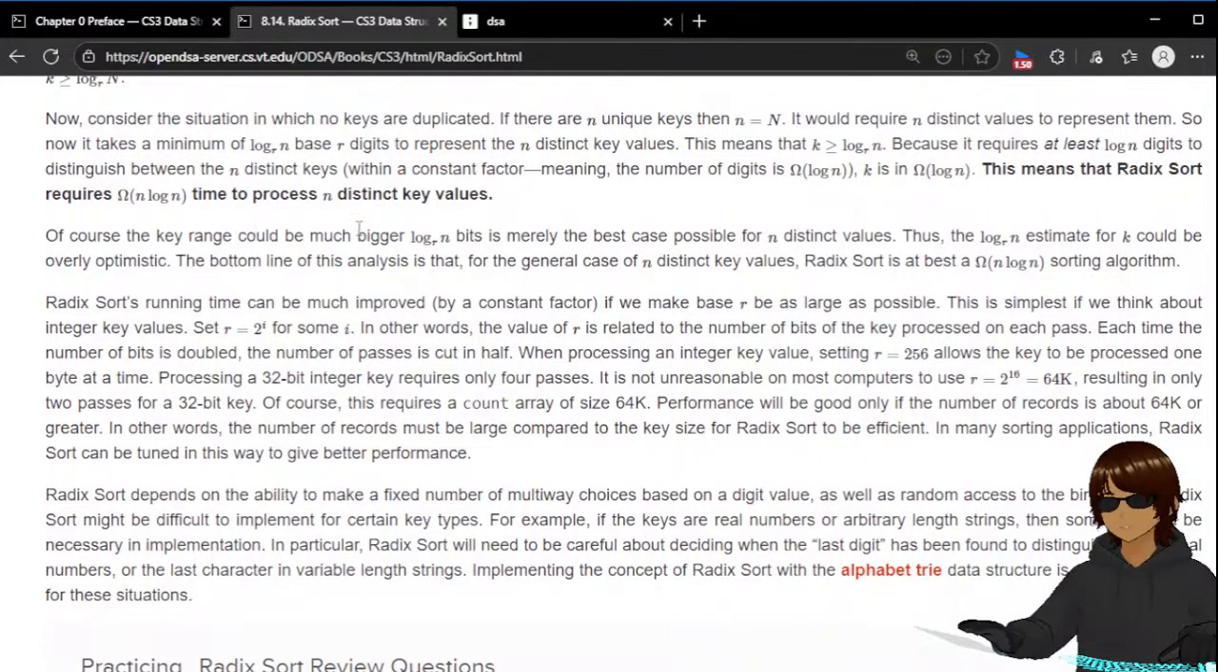Of course, the key range could be much bigger. Log base R of n digits is merely the best case possible for n distinct values. Thus, the log base R of n estimate for k could be overly optimistic. The bottom line of this analysis is that for a general case of n distinct key values, radix sort is at best an omega of n log n sorting algorithm.